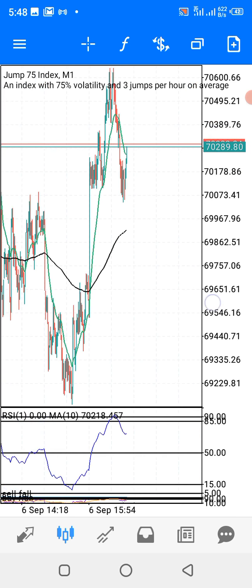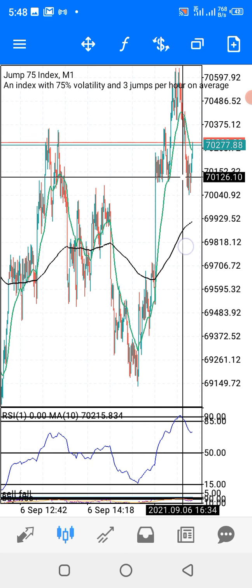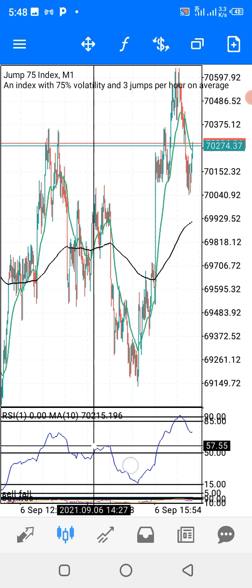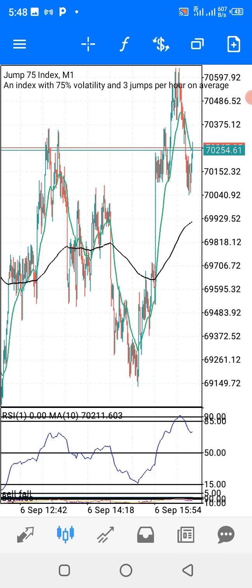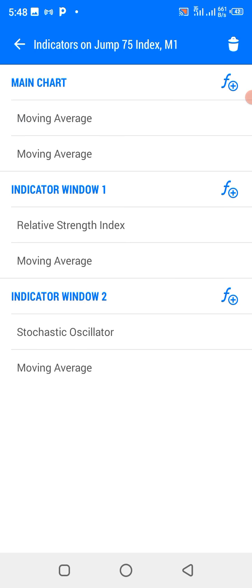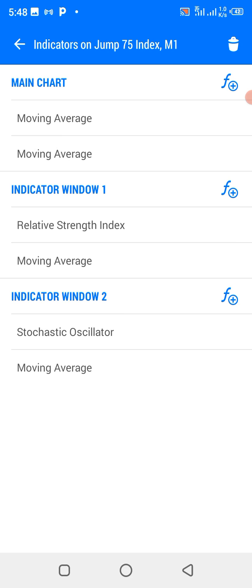You need indicators like moving average 20 here, and in the indicator window, RSI and moving average 10. If you go to indicators, you need moving average 20. The period is 20, shift is 0, method is exponential, apply to close. The style should be 2 pixels and green. And you click on done, which I have done.